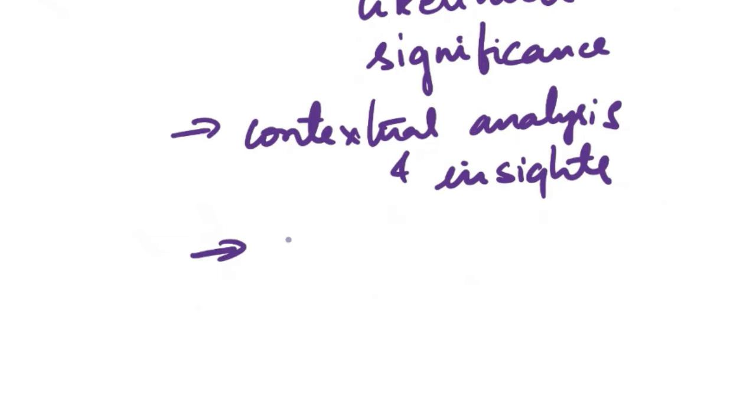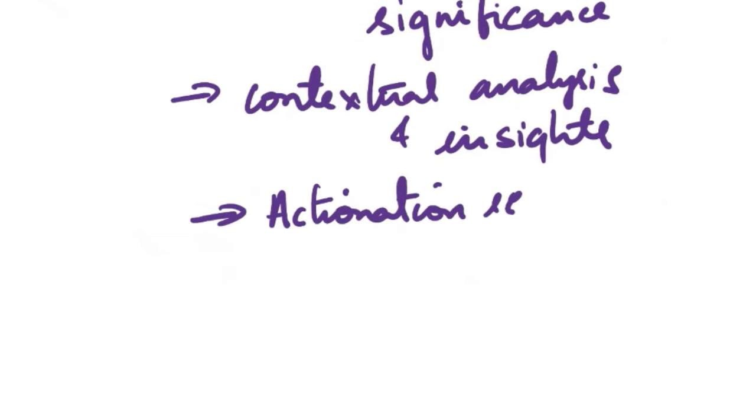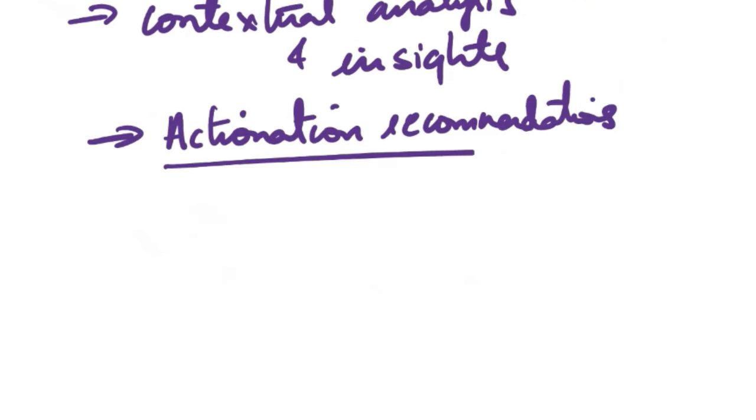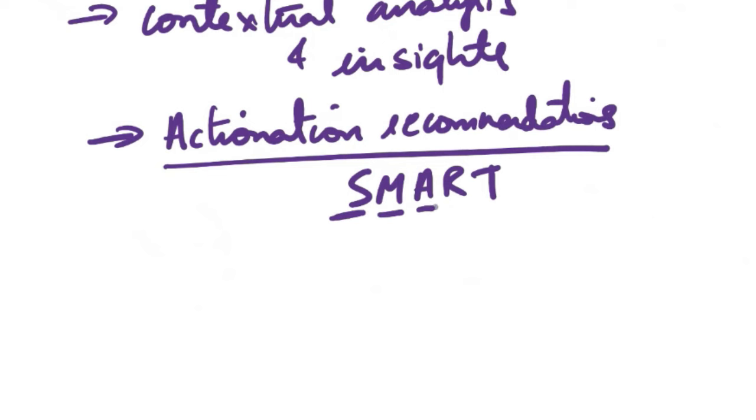Next item is to develop actionable recommendations. So, based on the analysis of findings, develop actionable recommendations for addressing identified issues and weaknesses. Ensure that recommendations are in the SMART format, that is, specific, measurable, achievable, relevant, and time bound. And these should be aligned with the organization's objectives and priorities.